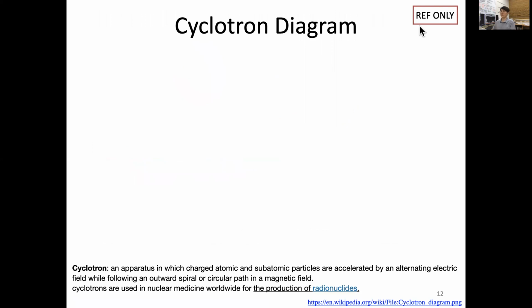This is just for reference to give you an idea where the name comes from. It's an apparatus in which charged atoms and subatomic particles are accelerated by an alternating electric field along a circular path. That's why it's called a cyclotron. In nuclear medicine, around the world, many big hospitals with a nuclear medicine department are likely to have a cyclotron to produce these radionuclides.